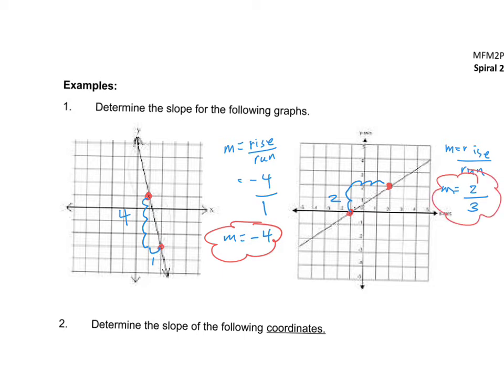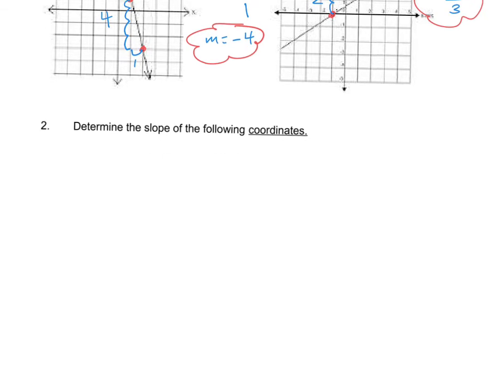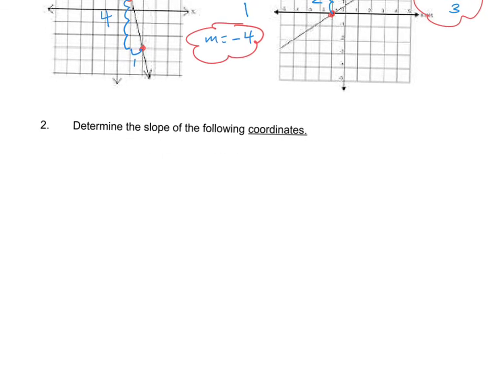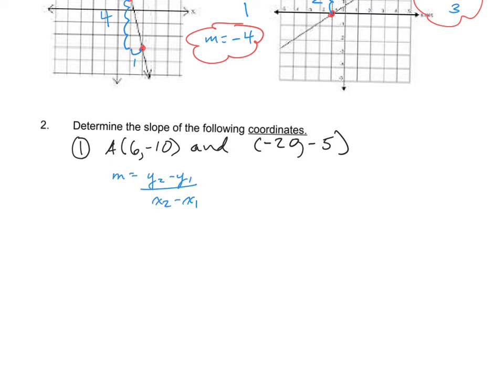So now on to our final problem of the day. Determine the slope of the following coordinates. Let's go again, same rules as before. For points, we use this equation, y2 minus y1 over x2 minus x1, and we'll label all our y2s and y1s.